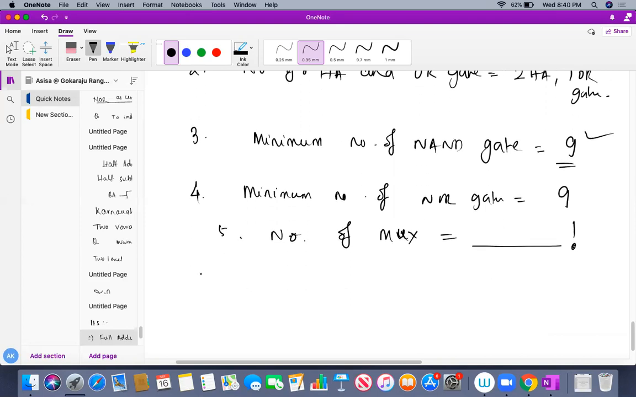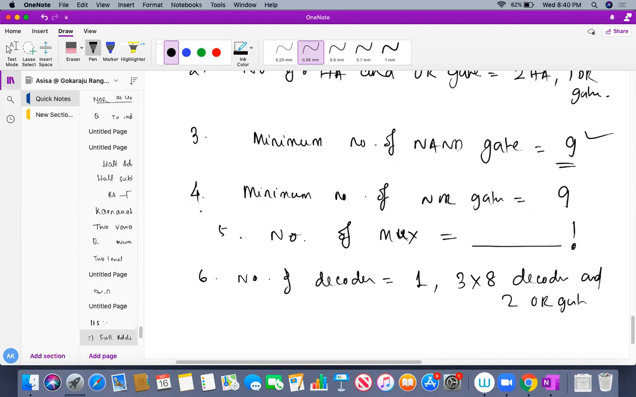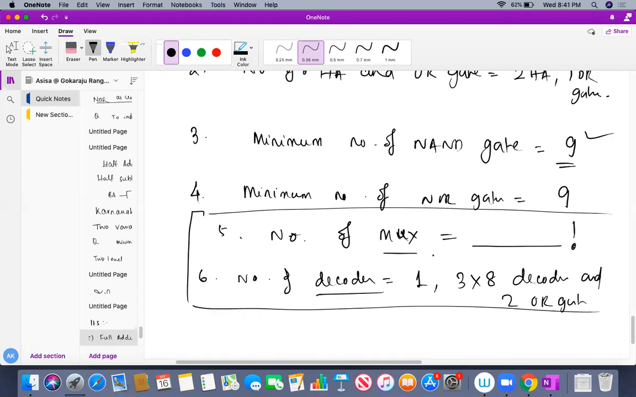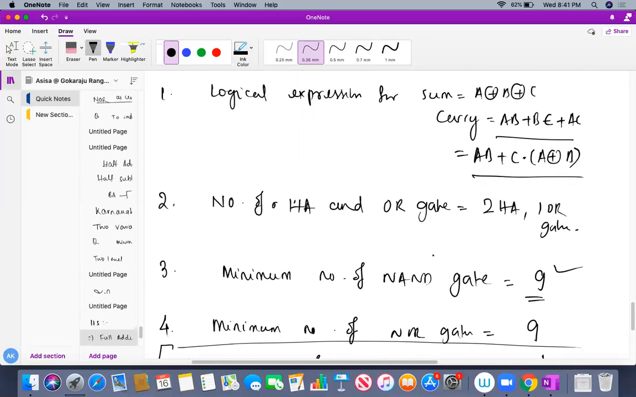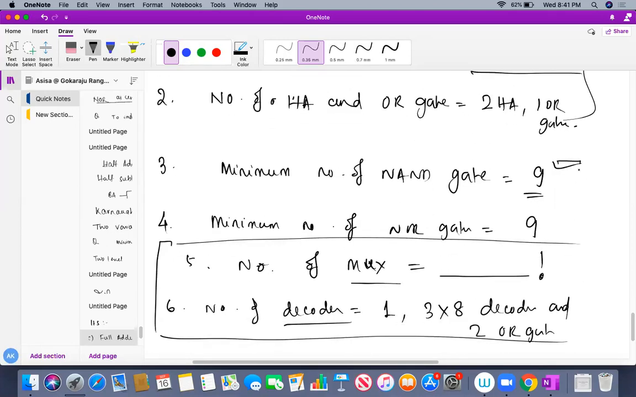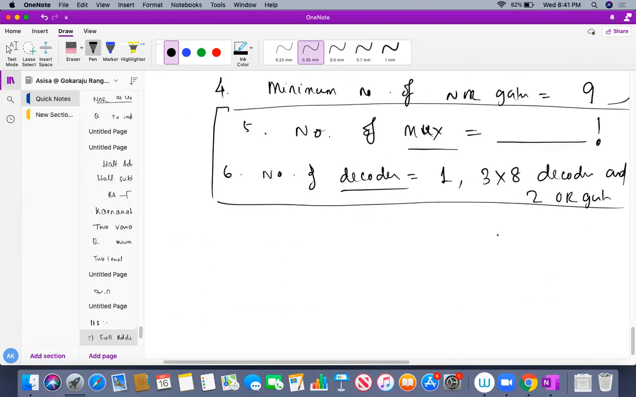Okay, and the sixth point is the number of decoders required. The number of decoders required is actually 1, which is a 3x8 decoder, and 2 OR gates. Don't get confused, students. While I teach combinational logic circuits, decoder and MUX, I will discuss more about it. Next, these two things I have proved, but I have not yet proved that 9 NAND gates and NOR gates are required. We'll do that now, and after that we'll leave for today's class.